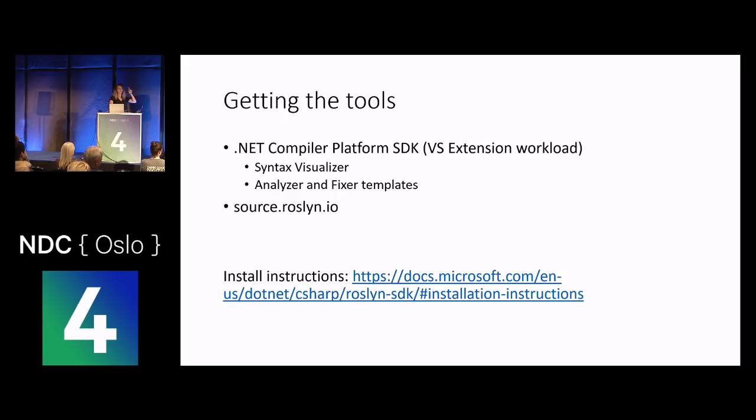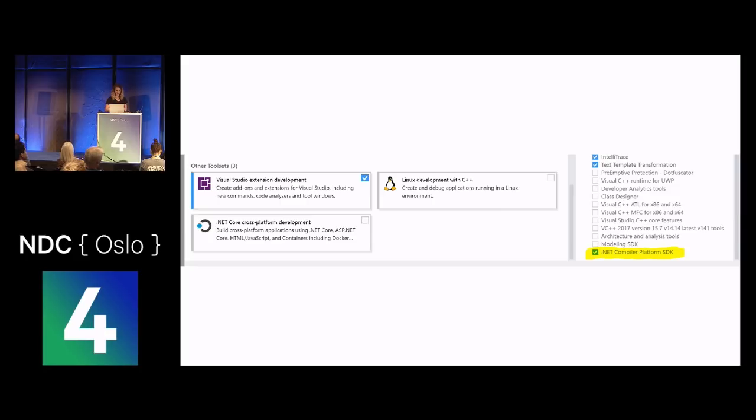The tools that you're really going to want are the syntax visualizer, which comes with the SDK, and then these analyzer and fixer templates that we provide for you. And then the link to our documentation is just source.roslyn.io, which lets you symbolically navigate our source code from the web. When you're in Visual Studio or installing it, if you want to get the SDK right away, you just go to the workload that's the Visual Studio extension development one, and then make sure that highlighted spot is checked. And that's how you can get the templates to write these.